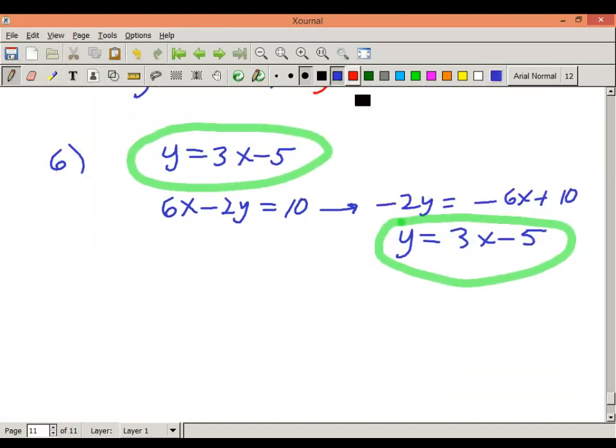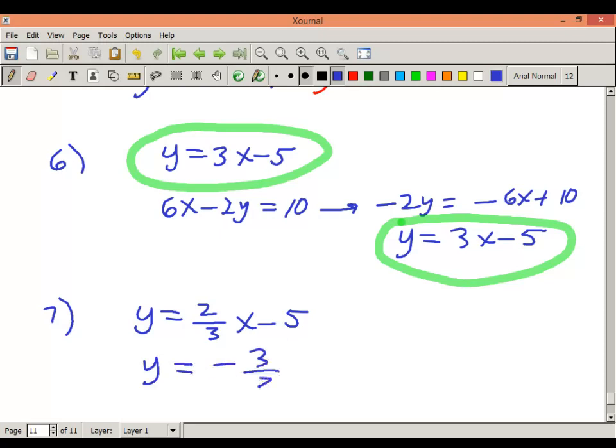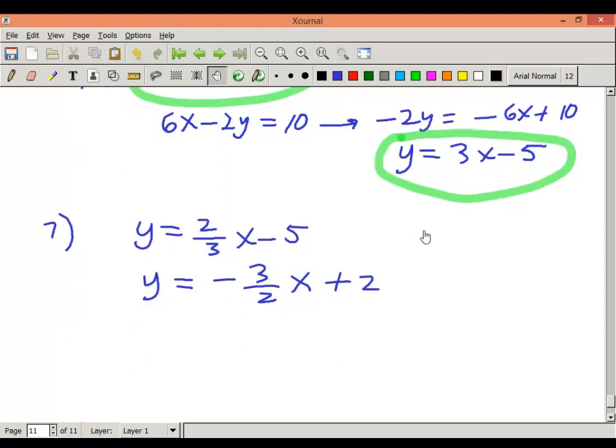Okay, let's do one more of those, and then we'll wrap it up. Number 7. One of your equations is y equals 2/3 x minus 5. The other one is y equals negative 3/2 x plus 2. And again, without graphing, we should be able to tell whether those lines are parallel, perpendicular, or neither.